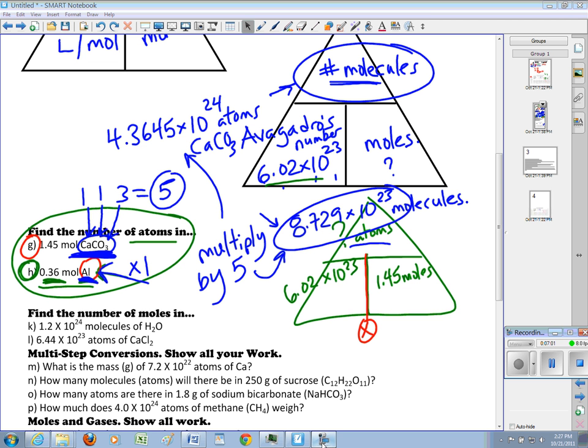In the next video, we will try going back the other way, from molecules to moles, or from atoms to moles.